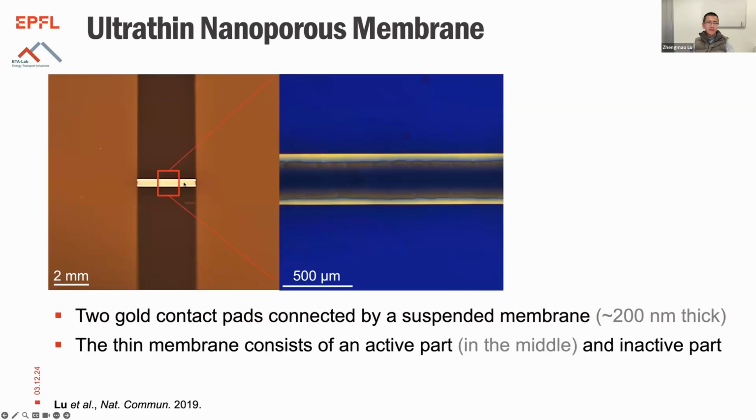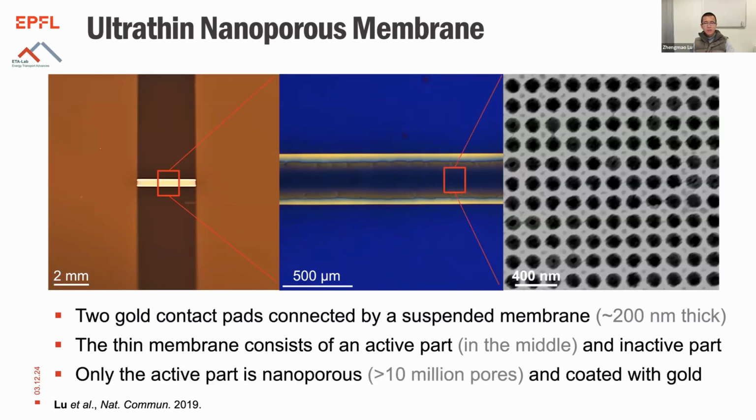If you zoom into that, at the center, we have an active region, which is nanoporous and also covered with gold. So this whole almost transparent area is around 200 nanometers thin, and only at the very center do we have the pores, with our metal layer coating the top. This metal layer will end up serving as both a Joule heater and a resistive temperature detector.